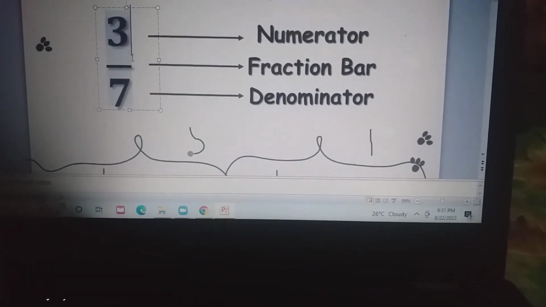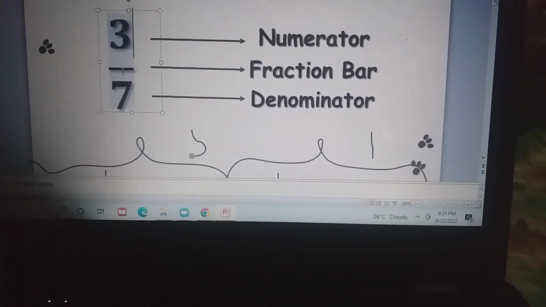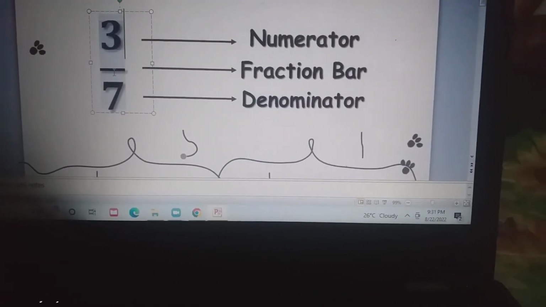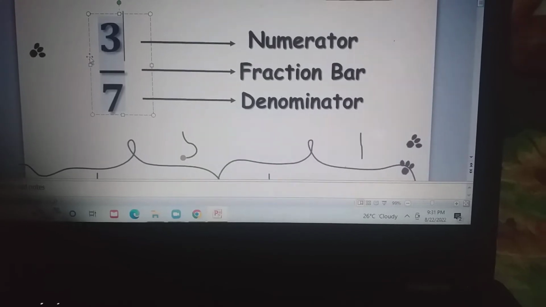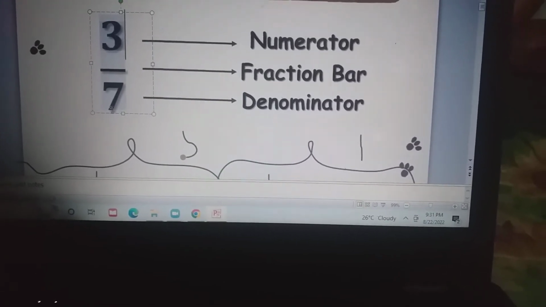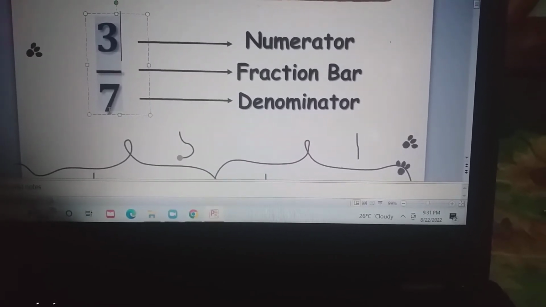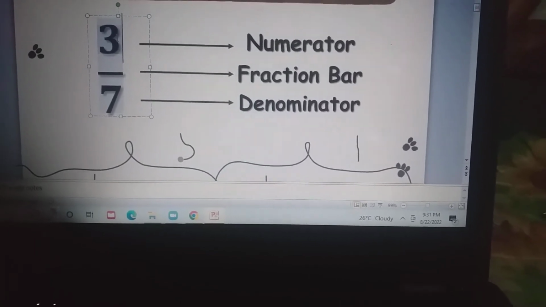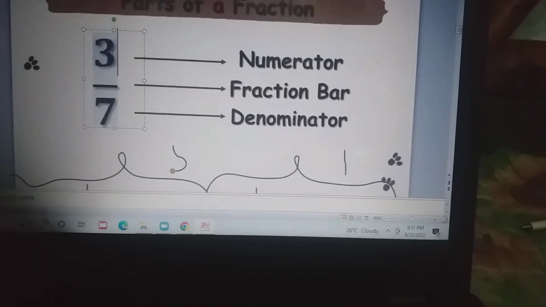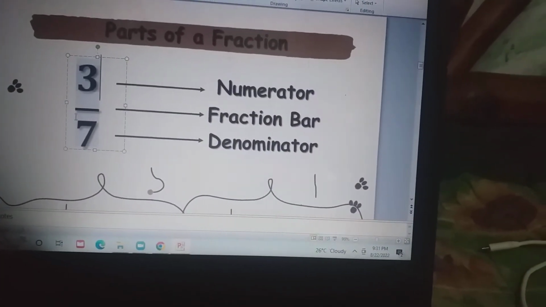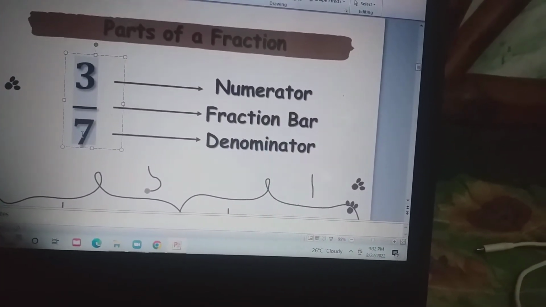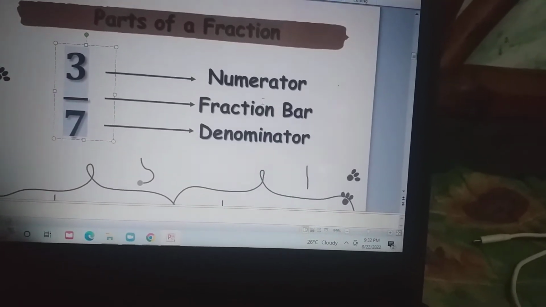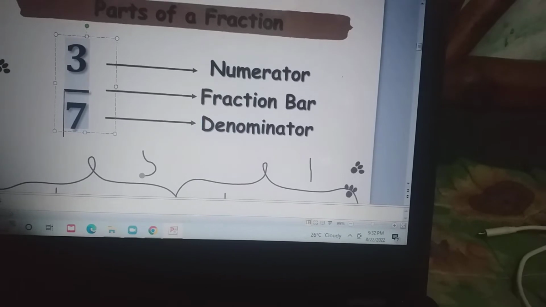Okay, so ito po yung fraction bar, and if you have seen this line, it represents division. And this 3 is the numerator. And the number written at the bottom is the denominator. So, yung numero na nakasulat sa taas ng fraction bar, ang tawag dyan ay numerator. At yung numero na nakasulat po sa baba, ang tawag po dyan ay denominator. So, these are the parts of a fraction. Okay, did you understand?